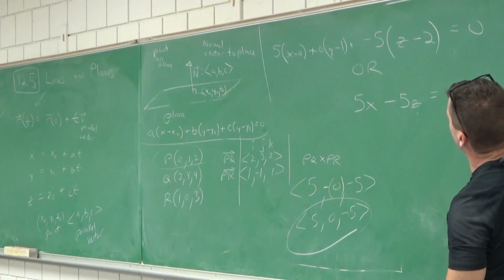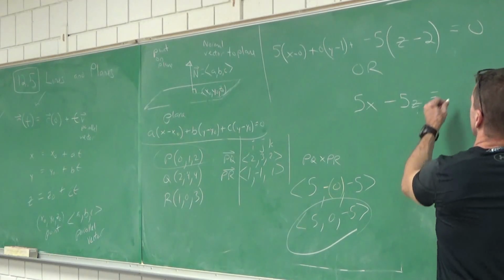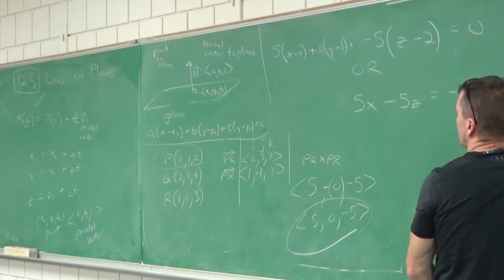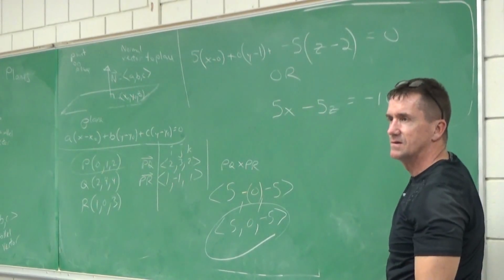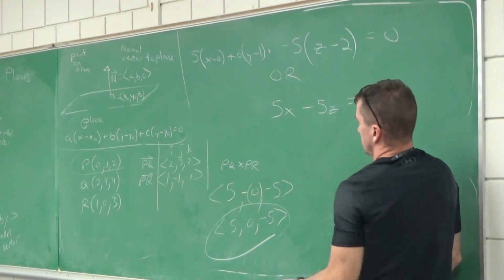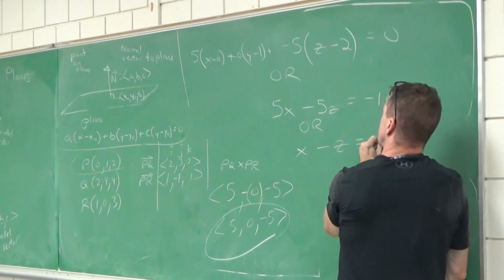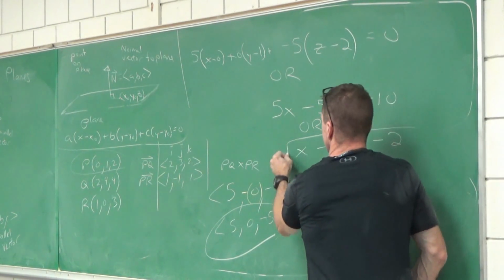Plus 10 or minus 10? Equals -10. Do you want to even prove that if you want? I mean, 5, 5, and 10 or what? 5's a factor of 10. Divide by 5 on both sides? Okay. Or x minus z equals -2. Now, how can I check this?